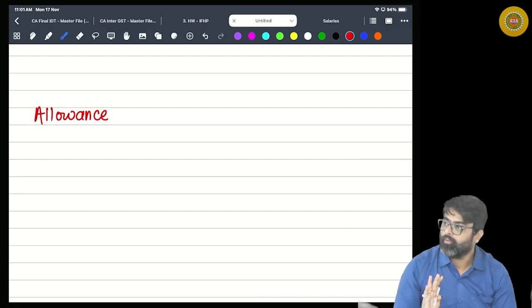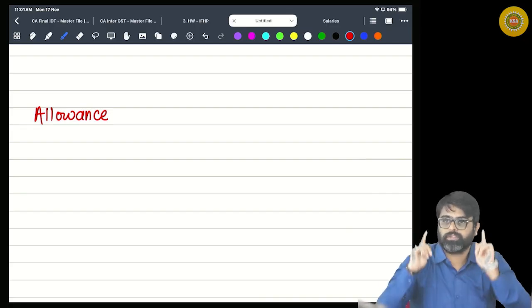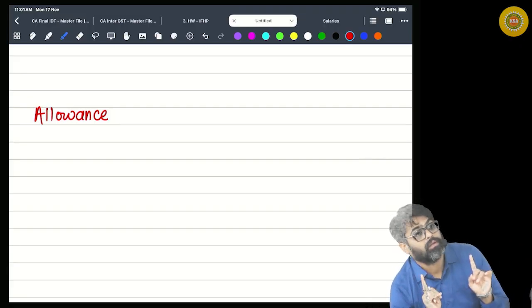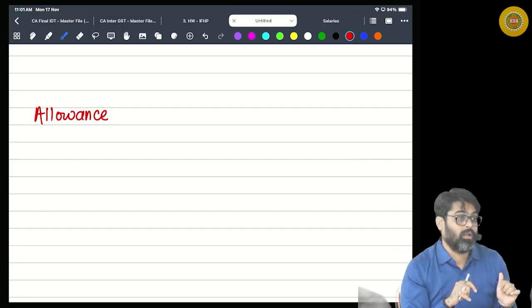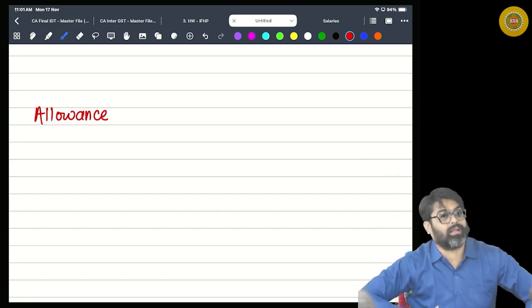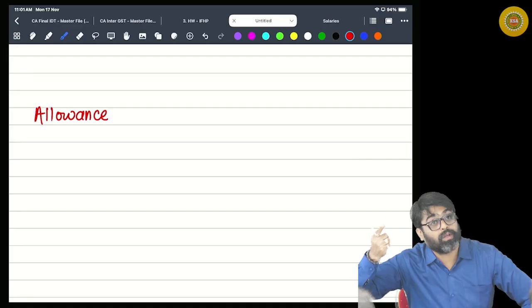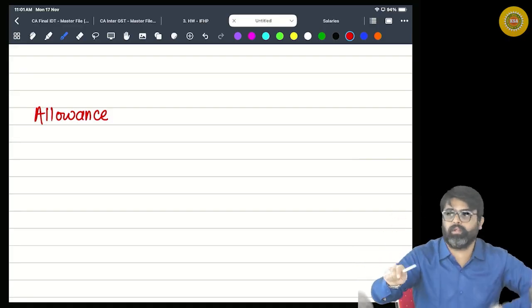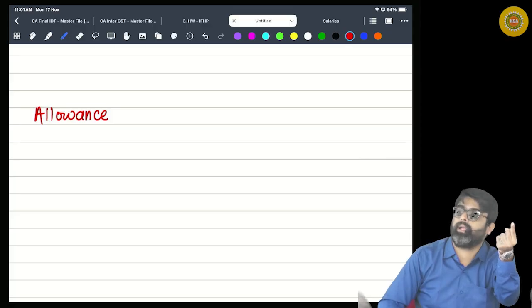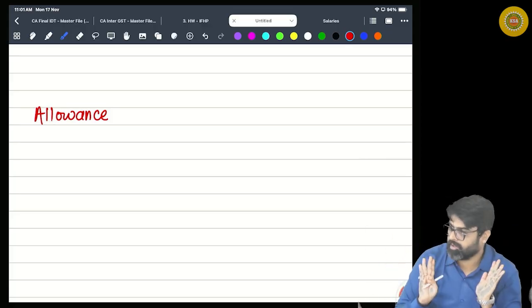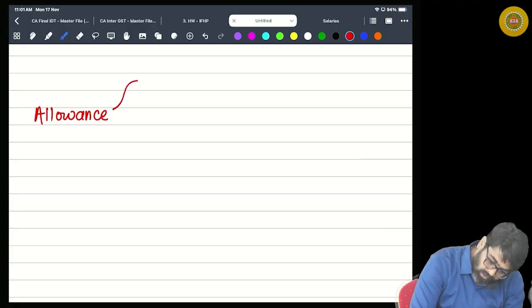Okay? Whenever you see any allowance, the first thought is that it is taxable. But if you recall that you saw this allowance in the exempt category, then you'll have to remember the exempt category. If you have seen this type of allowance in the exempt category, then don't tax it. Then you'll claim the exemption. Yes or no?